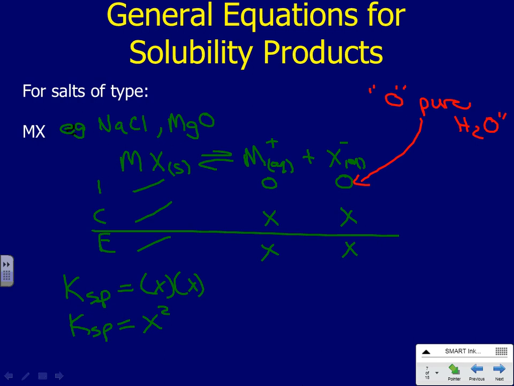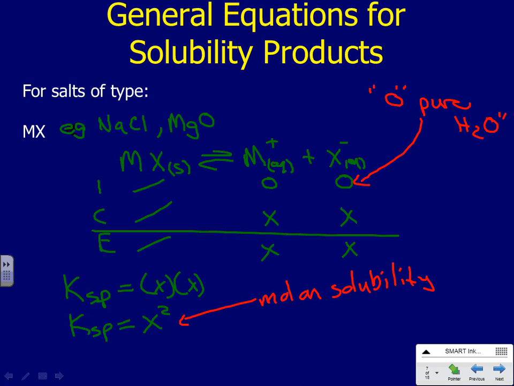Now, what are we getting here? This number X actually represents the number of moles of this salt that has dissolved. Because we started with 0, and then when this stuff dissolved, X moles of it fell apart and became X and X. Does that make logical sense? So this X, which is this X, which is this X, is the number of moles of the salt that dissolved. That is what we call the molar solubility.